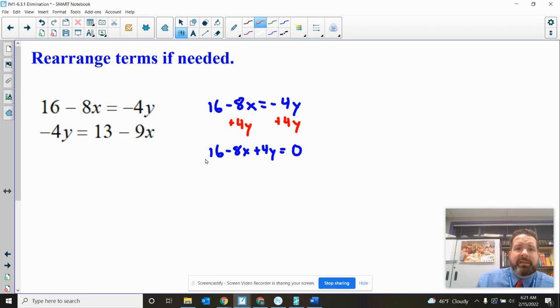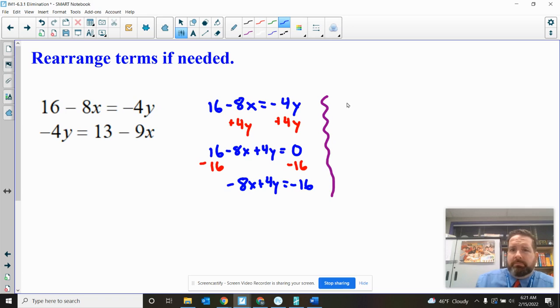And what I'd also like is for this 16 to be over here on the other side. So now what I have is negative 8x plus 4y equals negative 16. Here's the standard form of that top equation. Let's do the same thing now with this second one.